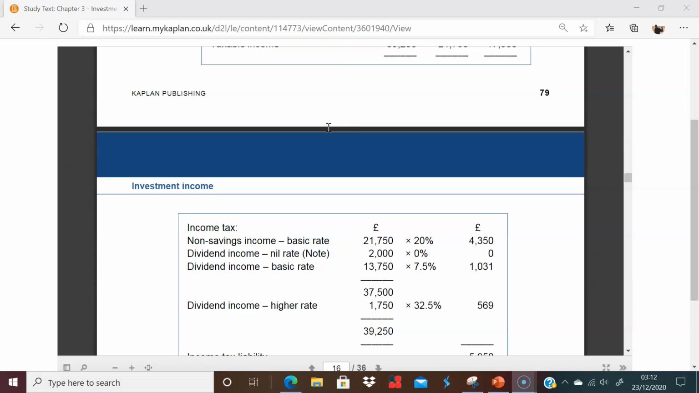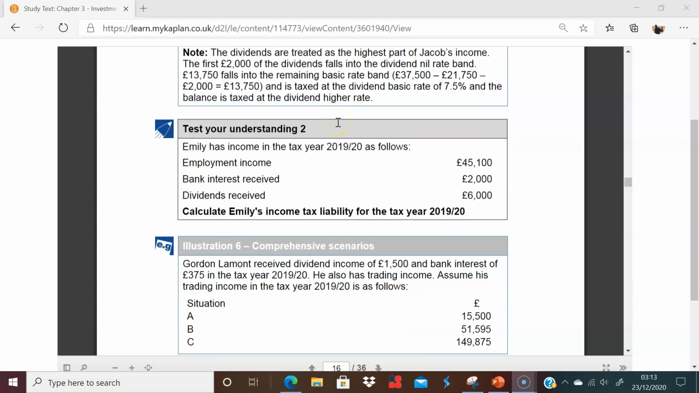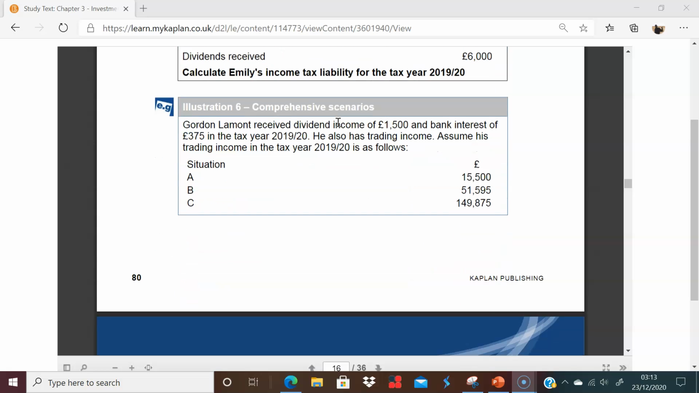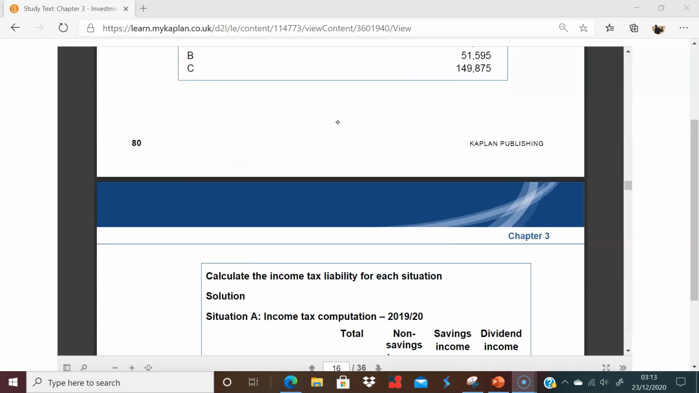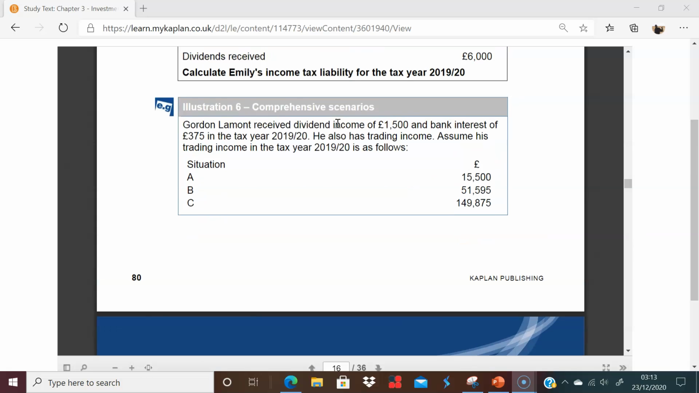So that doesn't somehow solve the problem of eating up the band. And then whatever is left gets taxed at 32.5% because she's now moving into a higher rate band. And there you are. So please practice this TYU2 for homework, because this brings in all 3. These are good questions to work on, please. And I'll find out later on if you did and ask you what your thoughts were.